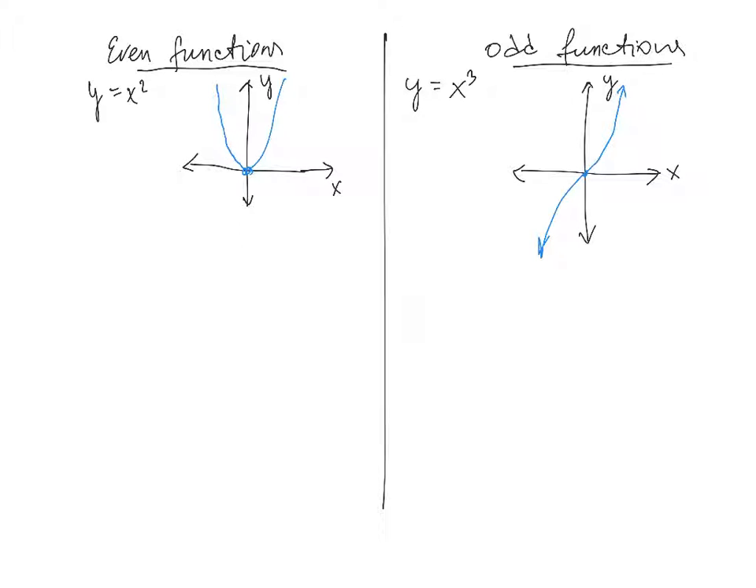Okay, so let's look carefully at what happens here. If we take two opposite values of x, let's say 2 and negative 2, 2 squared is 4, and so is negative 2 squared. So we can write negative 2 squared equals 2 squared. If you use the function notation, let's call this function f of x. We can say that f of negative 2 equals f of 2.